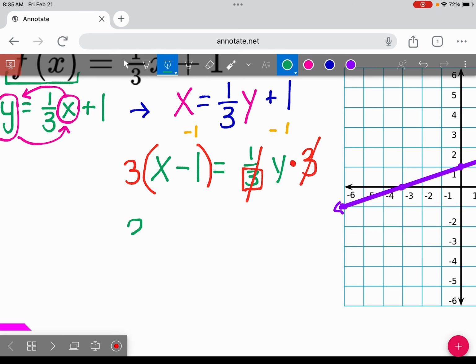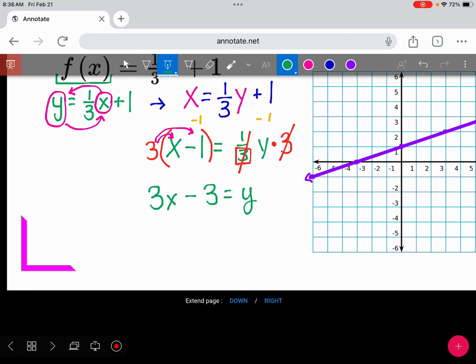Because what we're going to have for our equation here is our 3x and our minus 3 equals our y. So we got our y by itself here. This is our inverse, f minus 1 of x. Our inverse is this guy here, 3x minus 3. So we found the equation for our inverse. Now we got to graph it.